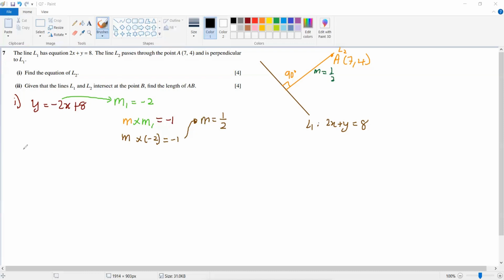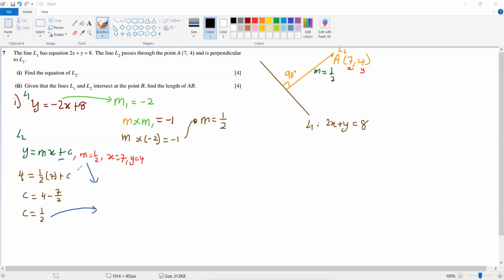Okay, we got a gradient and a point. So let's start writing y equals mx plus c for the L2 part. And then we have a coordinate. So not only do we have m is half, the x is 7, the y is 4. So I'm getting the x and y by the substitution here, and we can solve for the value of c. That means 4 equals half times 7 plus c. So c equals 4 minus 7 over 2, or in other words, c equals half. Just take note, c is half. We need this c and this m, and we're going to rewrite this. So the equation of the line L2 will be y equals half x plus half. Nice equation. Both those are half.